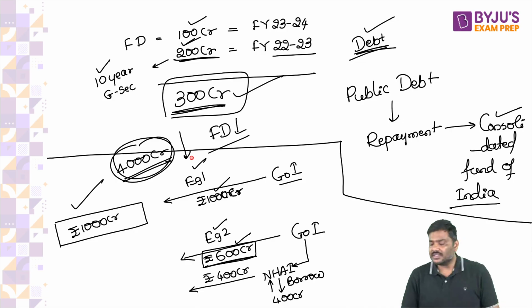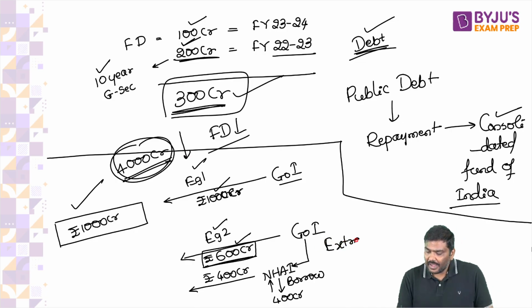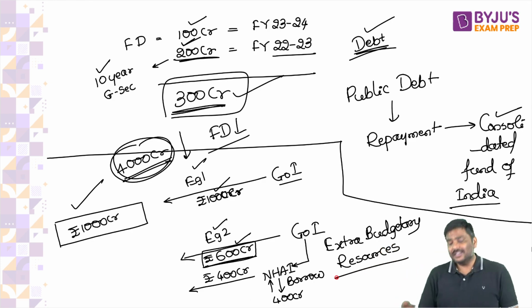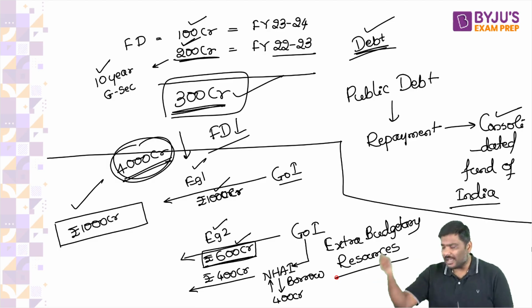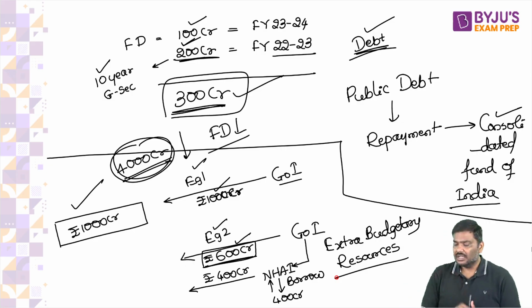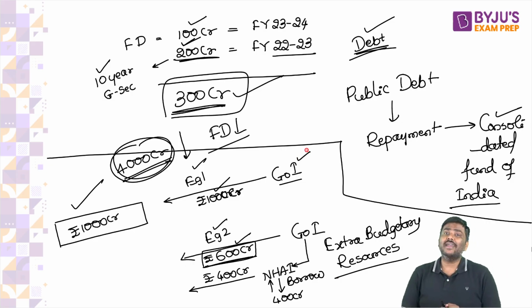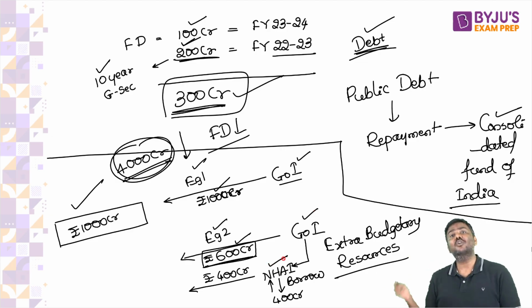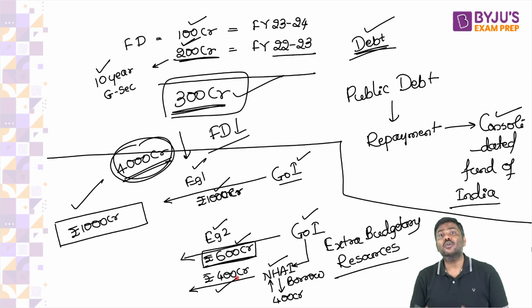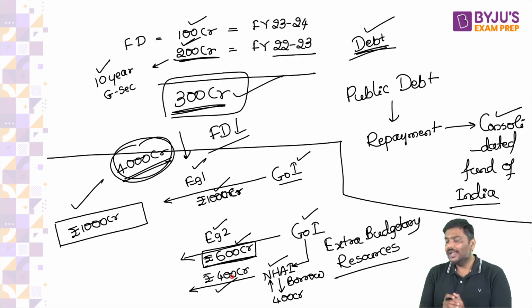This concept is called extra budgetary borrowings, extra budgetary resources, and this is called off budget liability or off budget borrowing. Please understand the logic behind it. In example 1, Government of India will directly borrow a lot of money. In example 2, Government of India will borrow less money, but an authority owned by Government of India will borrow money.